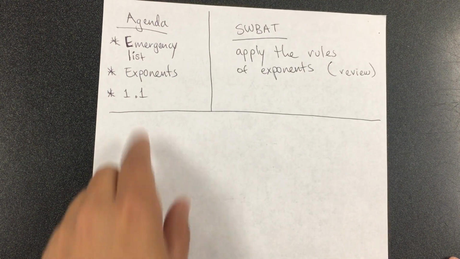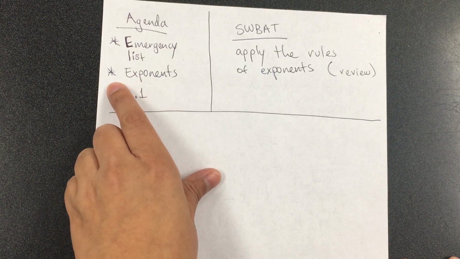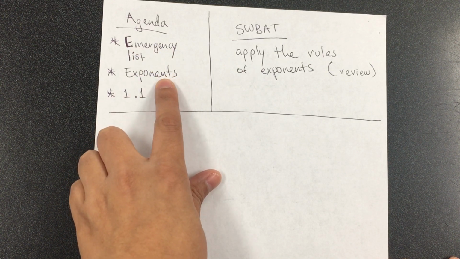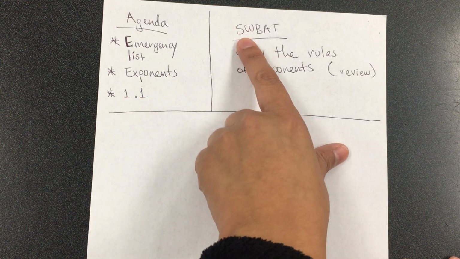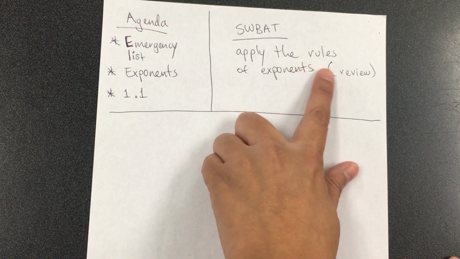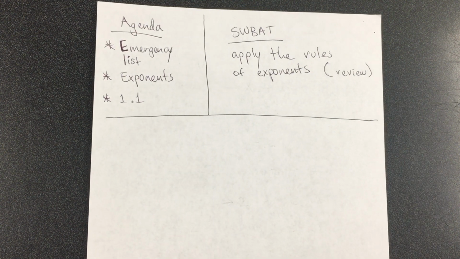Hello students, today's agenda is to get a list for the emergency list. We're also going to be learning or reviewing about exponents, and you will be able to work on 1.1. Today students will be able to apply the rules of exponents, and again this is just a review because you already learned it in quarter 3 of math 1.